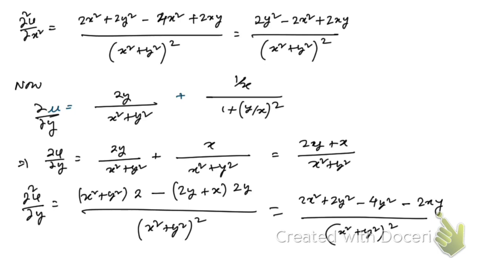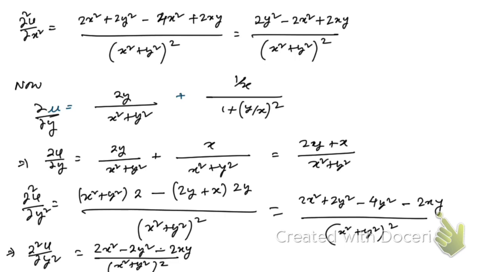Okay, so now from here, the second order derivative of u with respect to y should be equal to, if you subtract these two, twice x square minus twice y square, then minus twice xy, divided by (x square plus y square) whole square. That's what we have got. So now you see, this is equation number 1 and this is equation number 2.